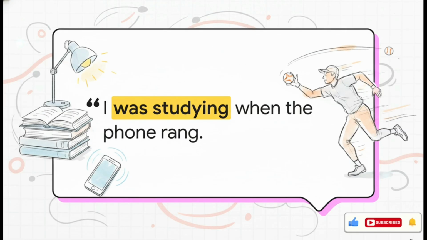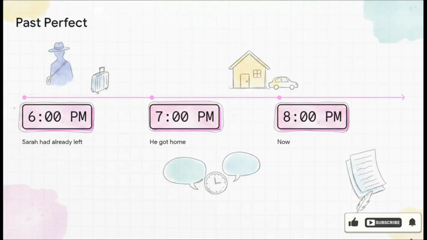Or, he was running when he caught the ball. It sets the stage perfectly. The past perfect is an incredibly powerful tool for executives because it ensures absolute timeline clarity. It proves that one action happened prior to another past action.